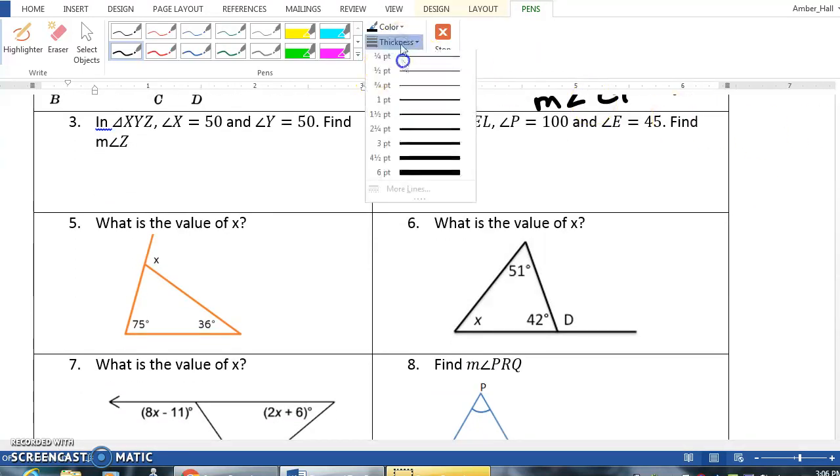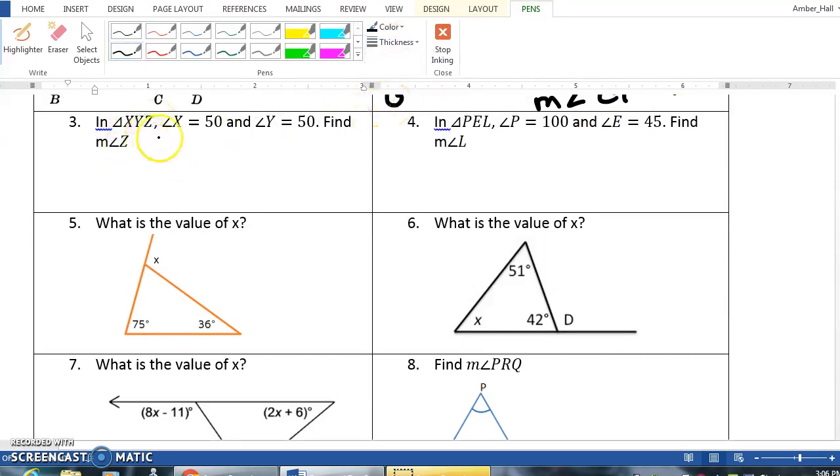Alright, number 3. In triangle XYZ, angle X equals 50 degrees, angle Y equals 50 degrees. Find the measurement of angle Z. Again, if we draw our triangle X, Y, and Z, X is 50 degrees, Y is also 50 degrees. We're looking for the measure of angle Z. Again, 180 minus 50 and minus 50, and I get the measure of angle Z equals 80 degrees.